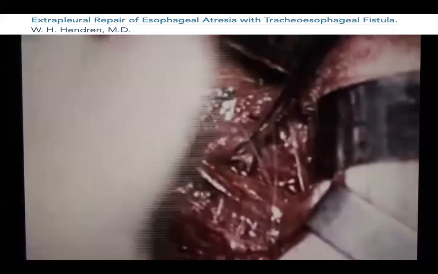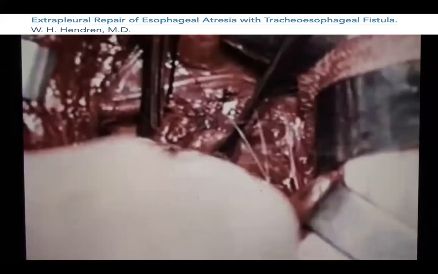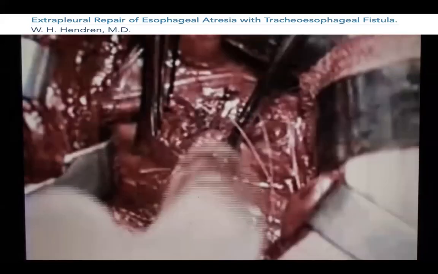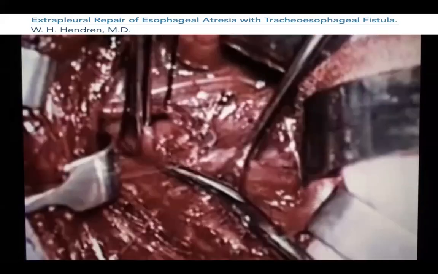When the back row of sutures are all placed, the assistant pulls together the ends of the esophagus so that the sutures can be tied without tension.